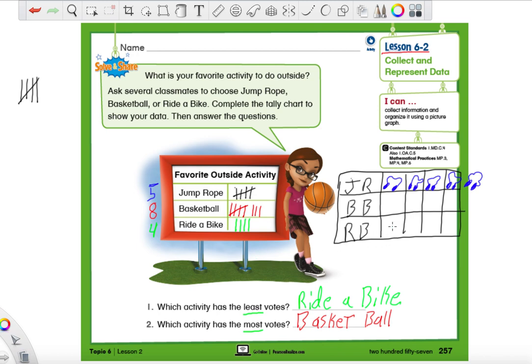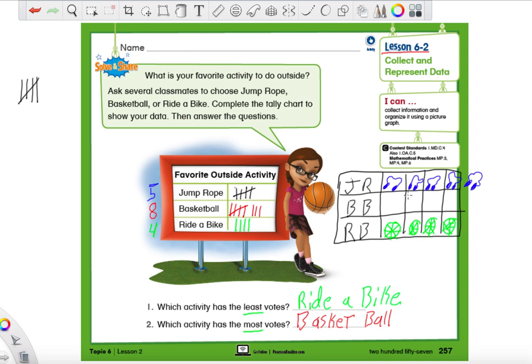And riding a bike, I'm just going to make this super easy, and I'm just going to make it a wheel. So circle, it has lines just going across like that. And that's our little bike wheel. So we had 4 votes for riding a bike, so we need 4 wheels. That's 2, 3, and 4. That one got messy, but it's okay. If it doesn't turn out perfect, it's not a big deal.